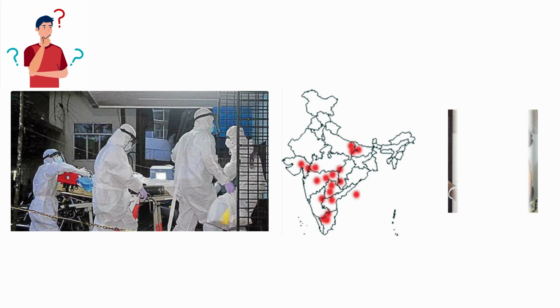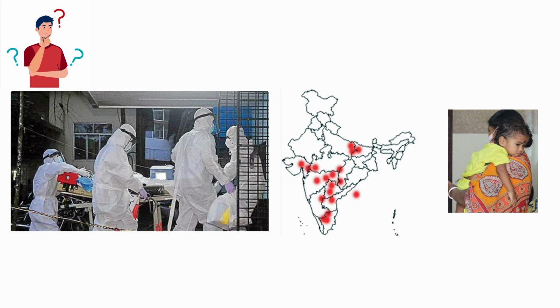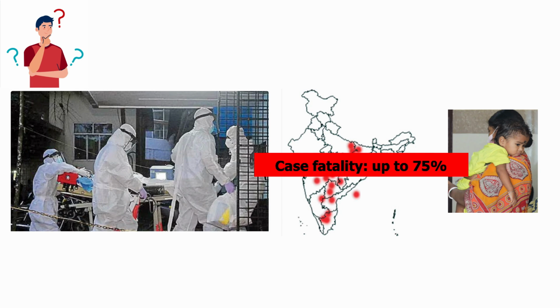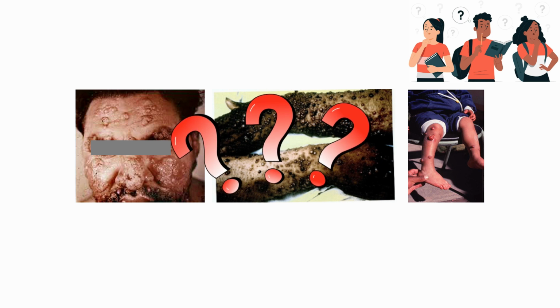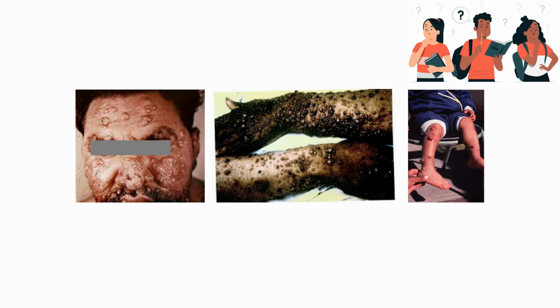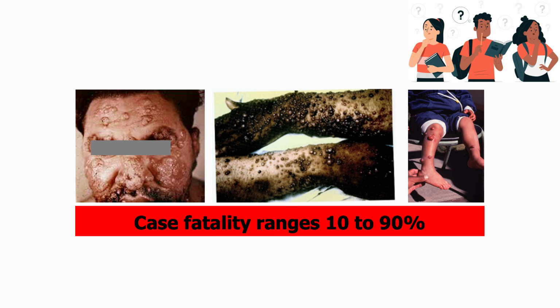Or have you ever heard of a disease that in some states of India causes acute encephalitis syndrome, especially in children under 15 years of age? The case fatality is as high as 75%. What about this one? Have you seen this type of lesions? The case fatality of this disease ranges from 10 to 90%.